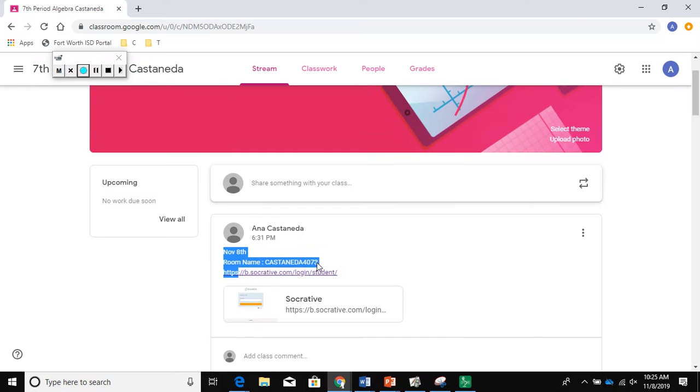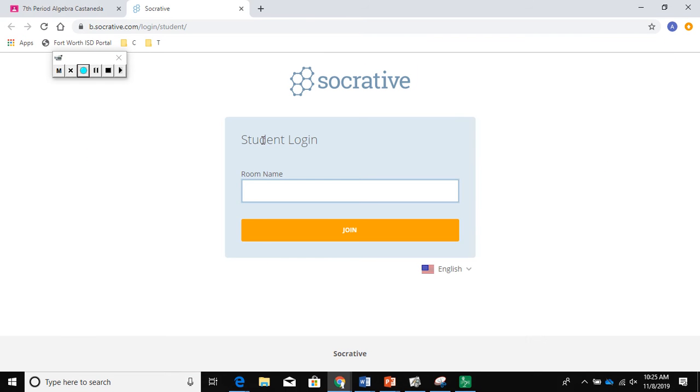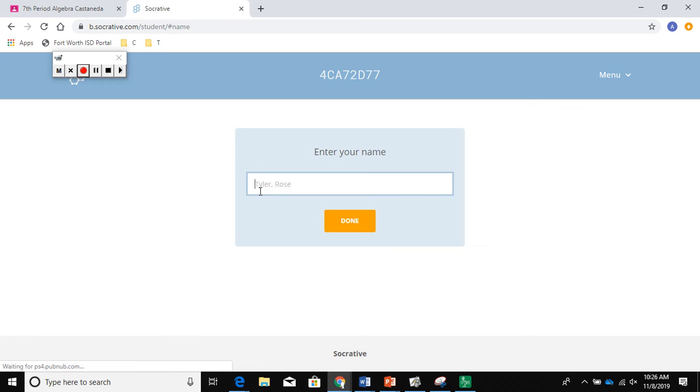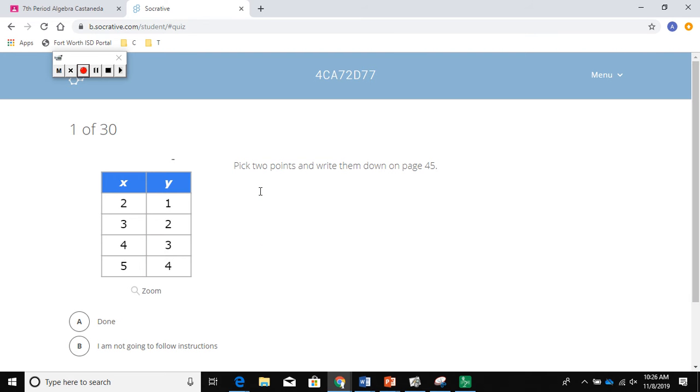Alright, so you're going to go to the Google Classroom. You're going to click on the Socrative link. The room name for yours is Castañeda 4073. But I'm going to show you one here on the other classroom that I have for geometry, just so you can see what it's going to look like. So you're going to type in your name. Then it's going to give you a table.